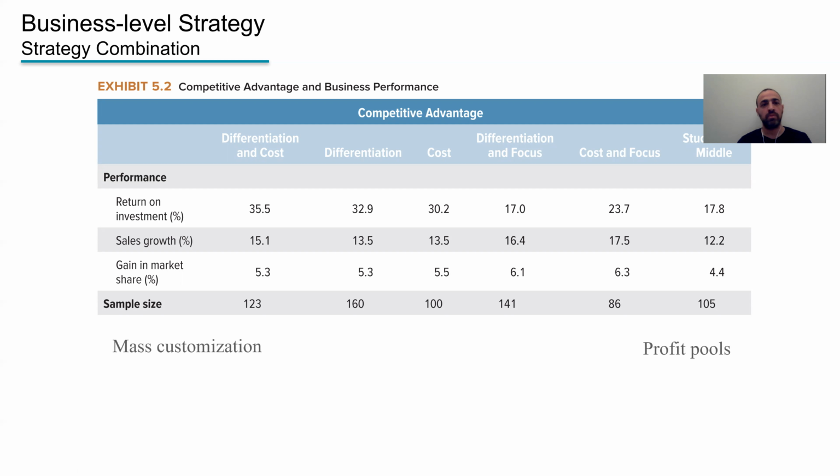There are two upsides to this combination strategy. First is mass customization. During mass customization, you have the ability to produce a lower number of products which are customized for a specific target segment, but at low cost because of the automation and the expertise that you have gained during your business. And also you will have a profit pool. Profit pool means having profit in different points of your value chain in your industry.